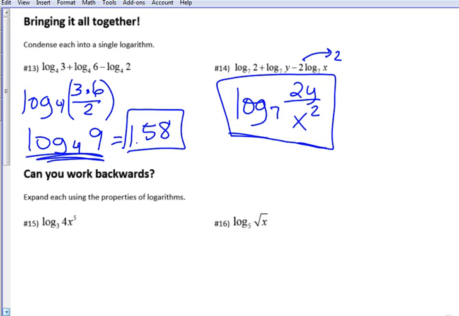All right, so 13 and 14 were both the condensing examples. 15 and 16 are my expanding ones. So now I want to use my properties to expand and stretch it out.